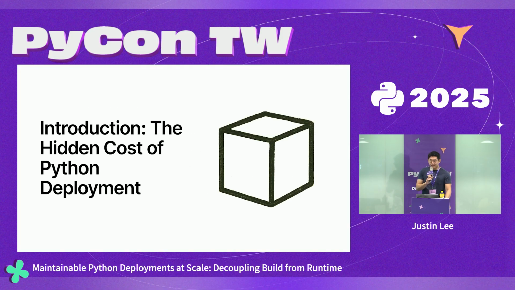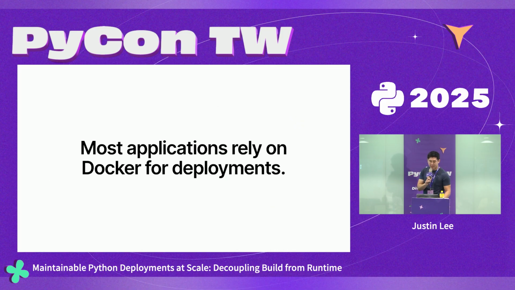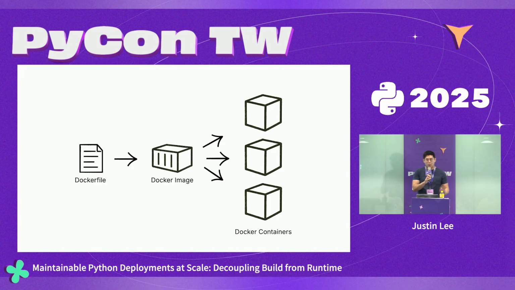All right, so let's start talking about the problem, the hidden cost of Python deployment. Today, when we are deploying Python code, most applications rely on using Docker for deployments. And a quick reminder of how Docker works: we use Docker to package our deployments into a single file that is portable across systems.